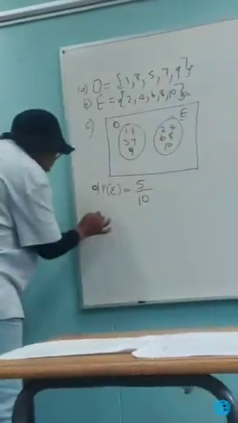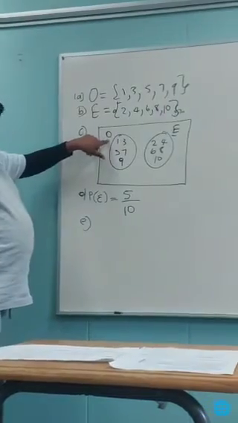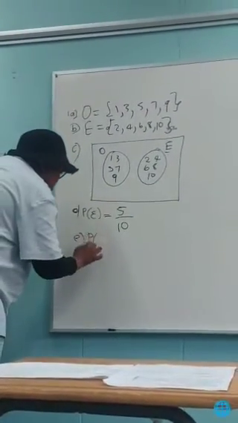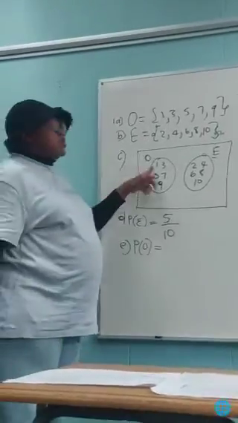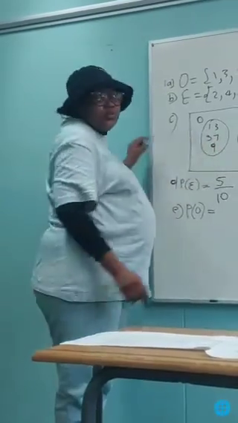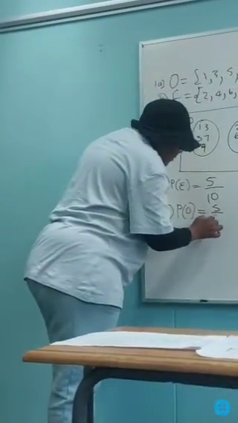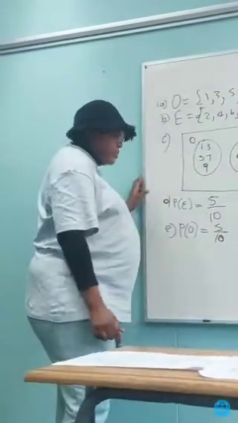And then for E, we're going to find the probability of getting what? An odd number. What do we get in event O? We have 5 elements over 10 samples.